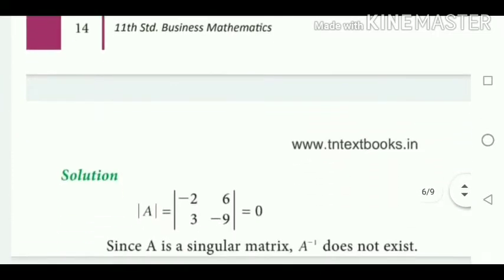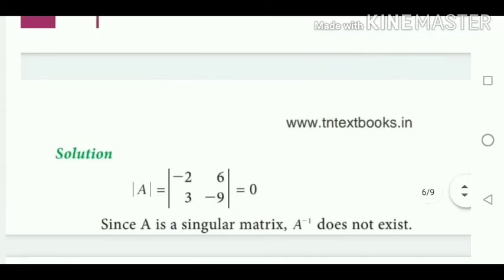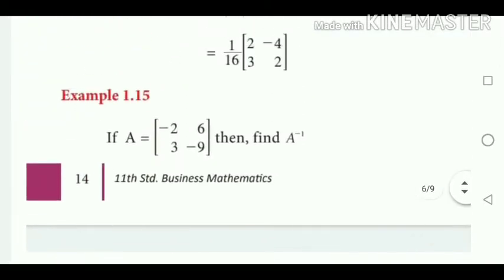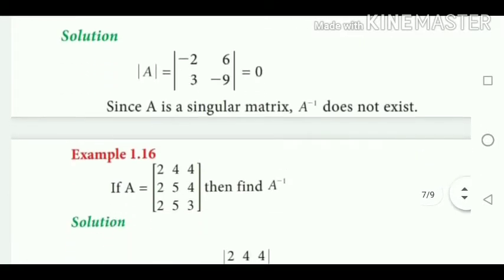Determinants of A is nothing but cross multiplying the main diagonal. 2 9s are 18 minus 3 6s are 18. 18 minus 18 is 0. Since the determinant is 0, A is a singular matrix, then A inverse does not exist. Therefore no need to find the value of the A inverse. So if the question is find A inverse, first you have to check whether it is a singular matrix or a non-singular matrix. Okay, next question.